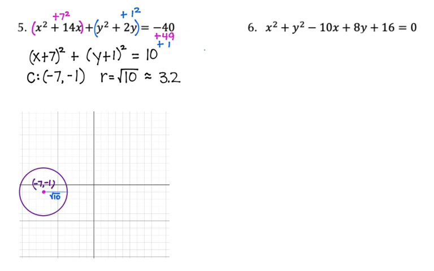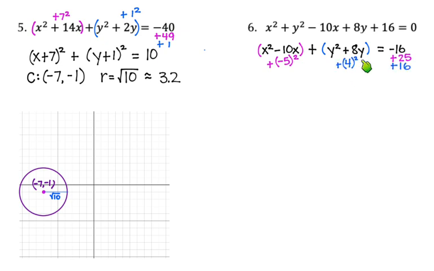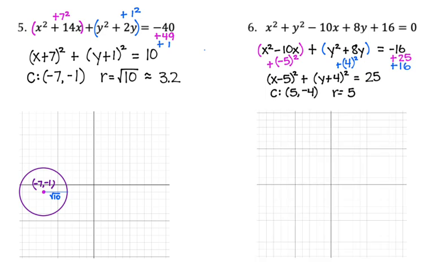Problem number 6. In problem number 6, I rearranged it so that I could put my party of x's and my party of y's. I add what I need to complete the square for the x's, which is -5 quantity squared. I add what I need to complete the y's, which is 4 quantity squared. And then I simplify. I see my center is 5, -4. My radius is 5, and then graph it.